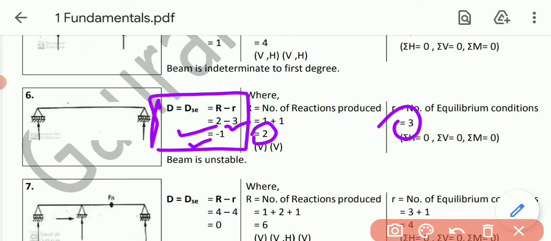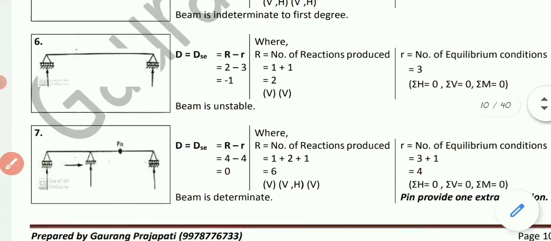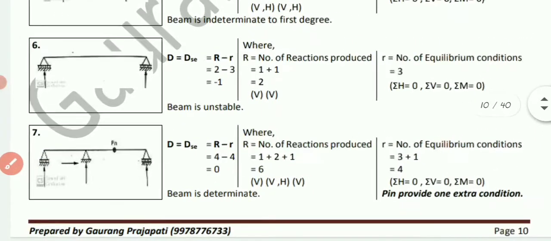Now, whenever the answer comes 0, we usually take it as a determinate structure, and if it doesn't come 0, meaning if it comes positive, we take it as indeterminate. But when it comes negative, then the beam is said to be always unstable. So always remember this rule. Then example number 7.